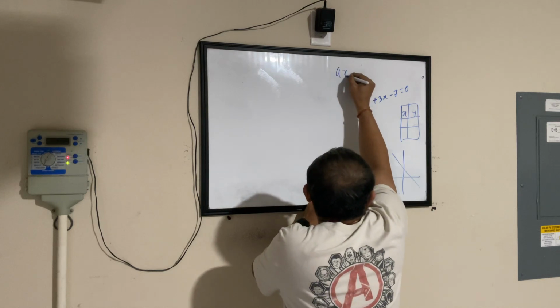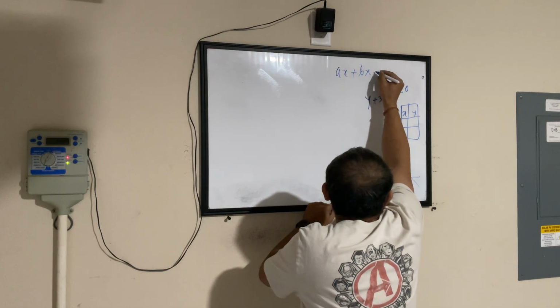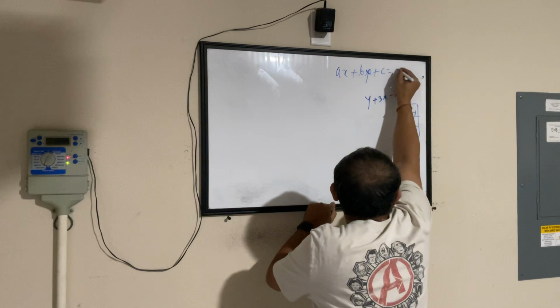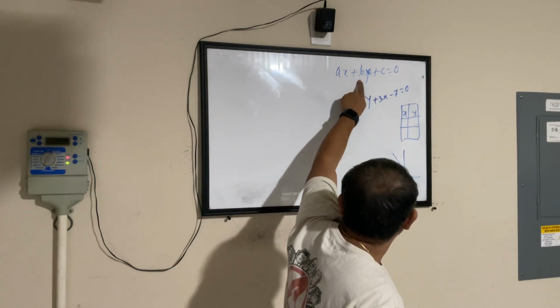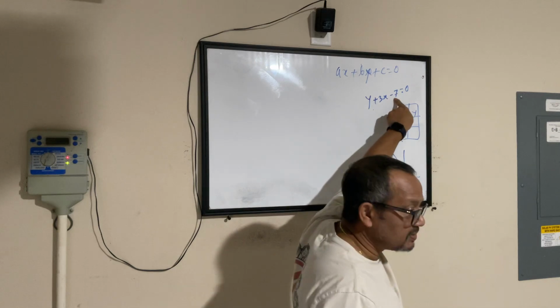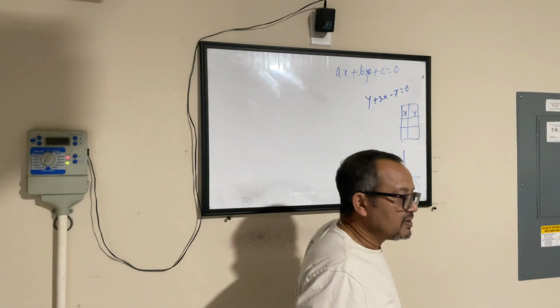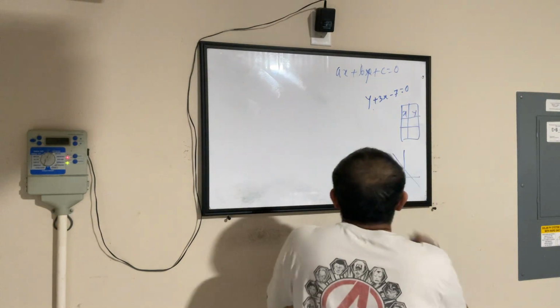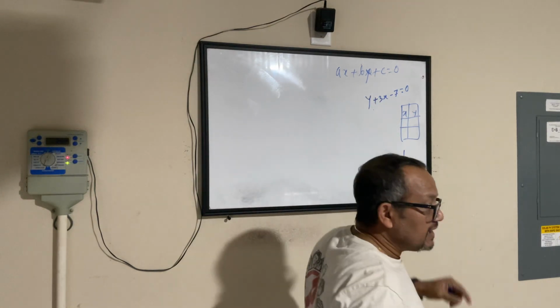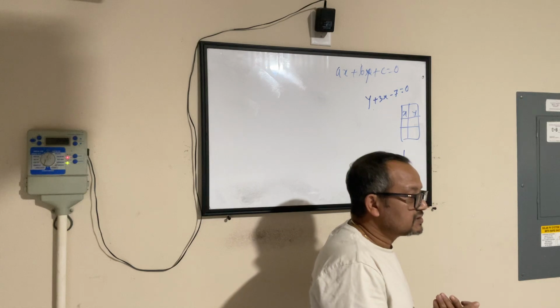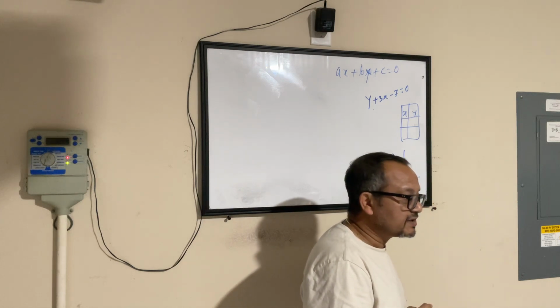There is a way you can always represent that in the standard form, which is called ax plus by plus c equal to 0, where a is the coefficient of x, b is the coefficient of y, c is the constant part. This is one form. Likewise, you can also represent the linear equation in another form, which is not called standard form, that's called y-intercept form.